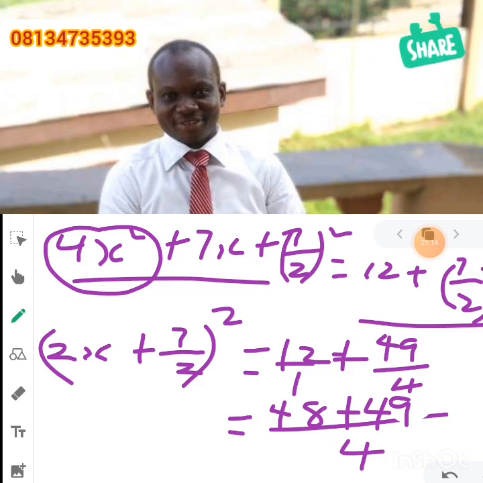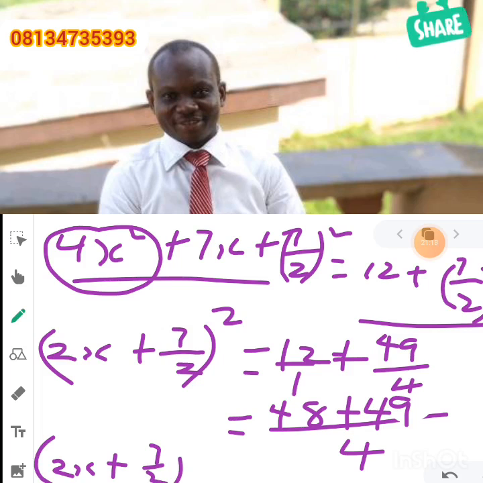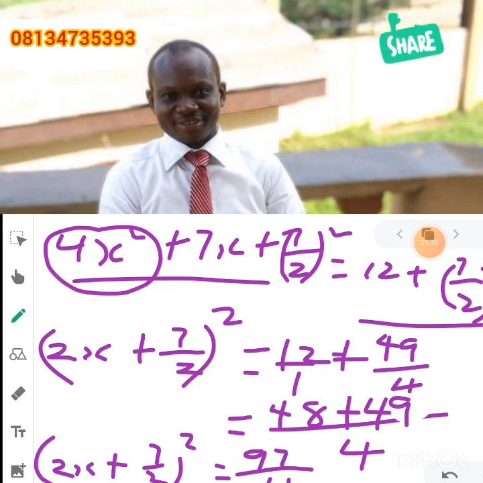So that will give us 2x plus 7 over 2 all squared equal to 48 plus 49, which gives us 97 over 4. So in the next page, I'm going to have 2x plus 7 over 2, all squared, is equal to 97 over 4. Take note of that.